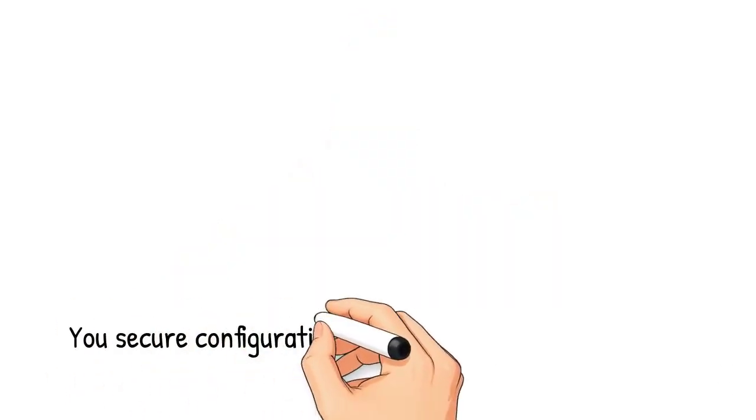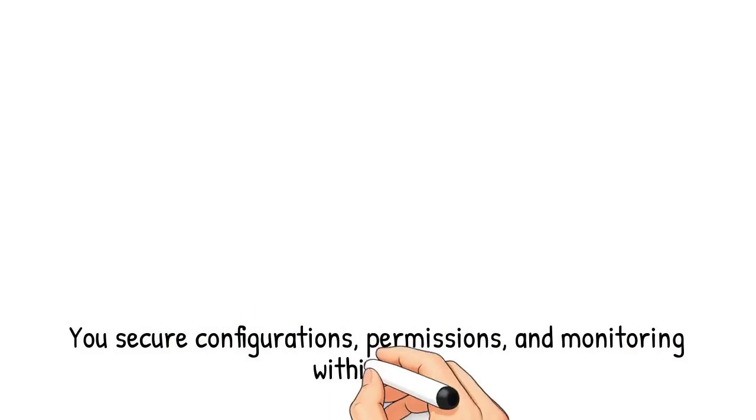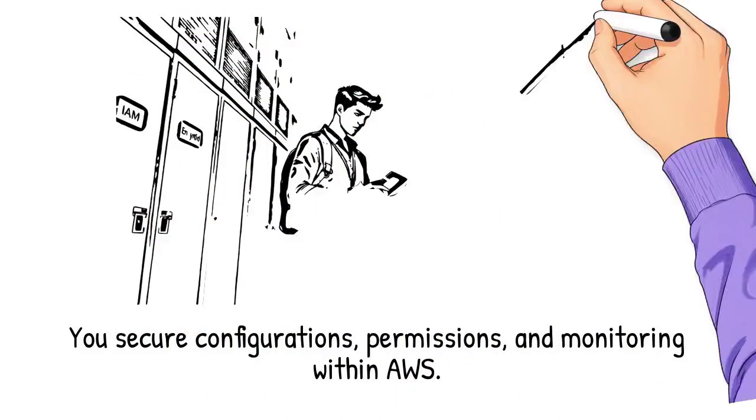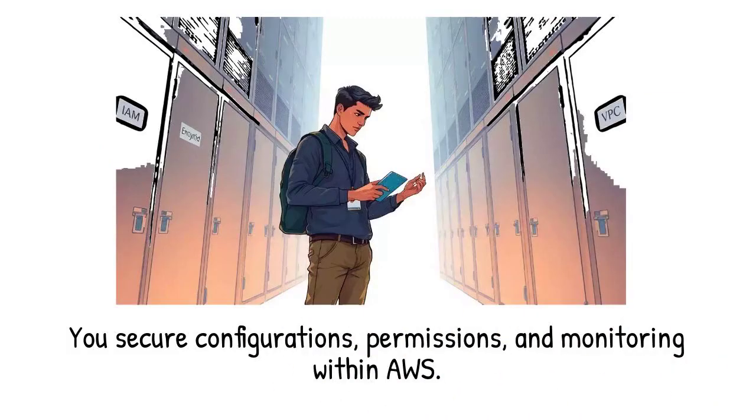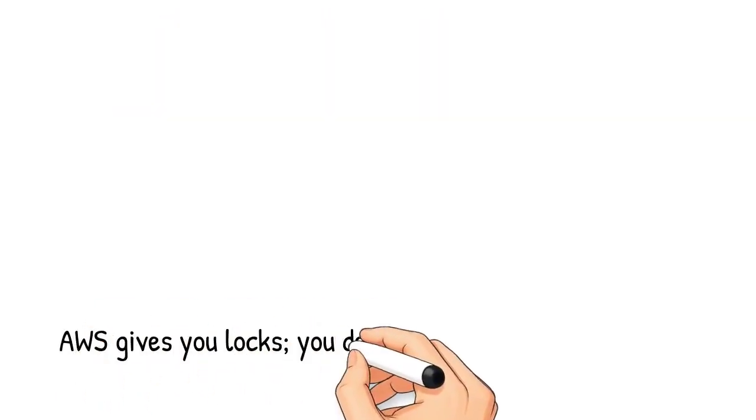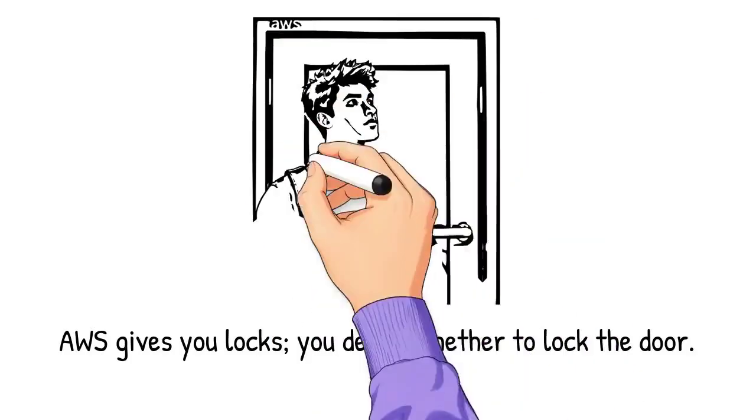Customer responsibilities: security in the cloud. You secure IAM users, roles, policies, S3 bucket permissions, security groups, and NACLs, encryption keys, unless using AWS managed keys, EC2 OS patching, container images, secrets, API gateway security, VPC design, logging and monitoring, data classification and protection. AWS gives you the locks. You decide whether to lock the door.